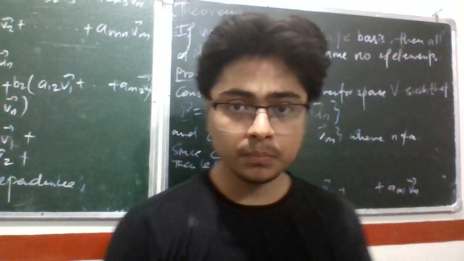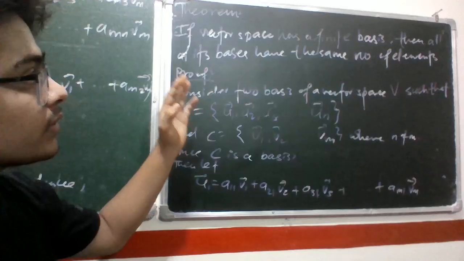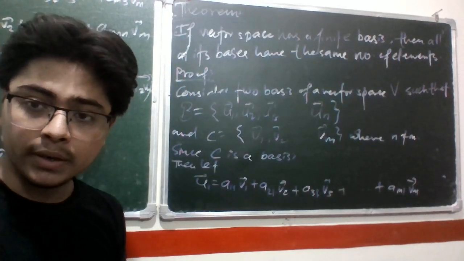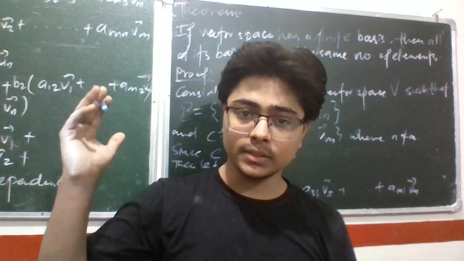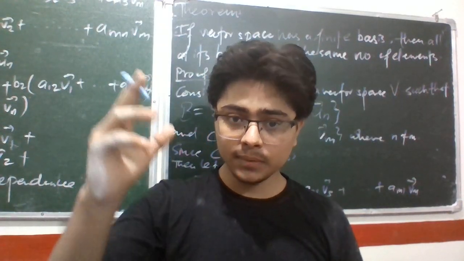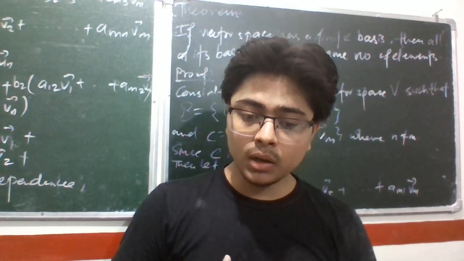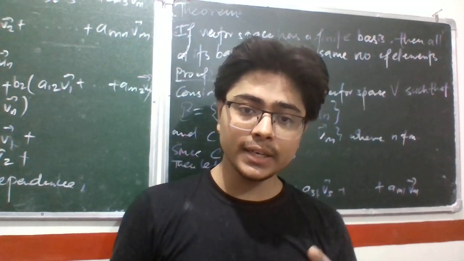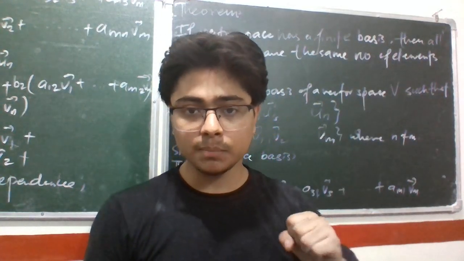Let's see this theorem, which says that if a vector space has a finite basis, then all of its bases have the same number of elements. What does it mean? It means that if we consider two bases or maybe three bases, no matter what, a lot of bases, then to verify the claim, these are the bases of the vector space V. One of the criteria that needs to be fulfilled is that the dimensions of all these bases must be equal.